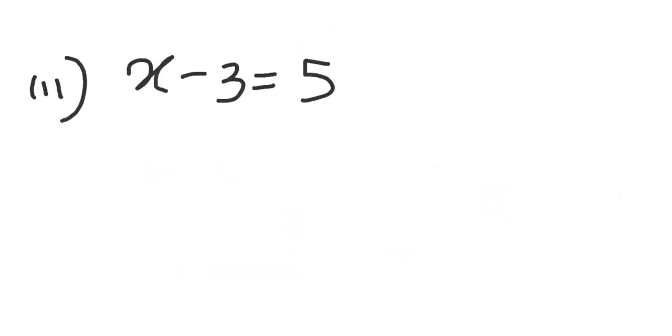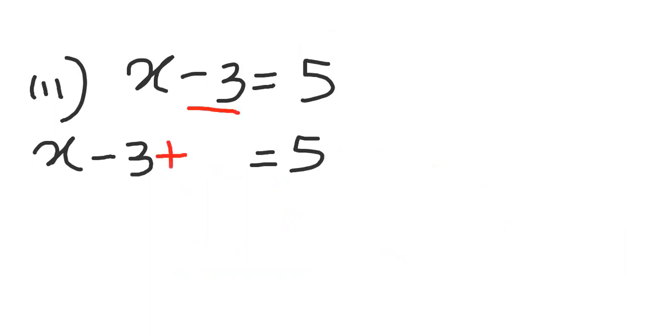And the third one, Roman number 3, I'll give a subtraction for you. x minus 3 equals 5. Now what can you do? x minus 3. You don't want the minus 3 with you. That's the biggest problem you have here to keep x alone. So what can you do? You can add because it's positive.